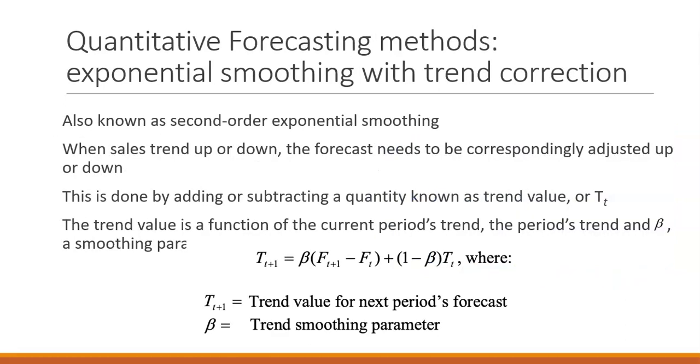Then when we look at exponential smoothing, we can add trend correction to this. So when trends go up or down, our forecast needs to be adjusted up or down. So this is done by adding or subtracting a quantity known as the trend value. So the trend value looks at our current period's trend, the previous period's trend, and a trend smoothing parameter.